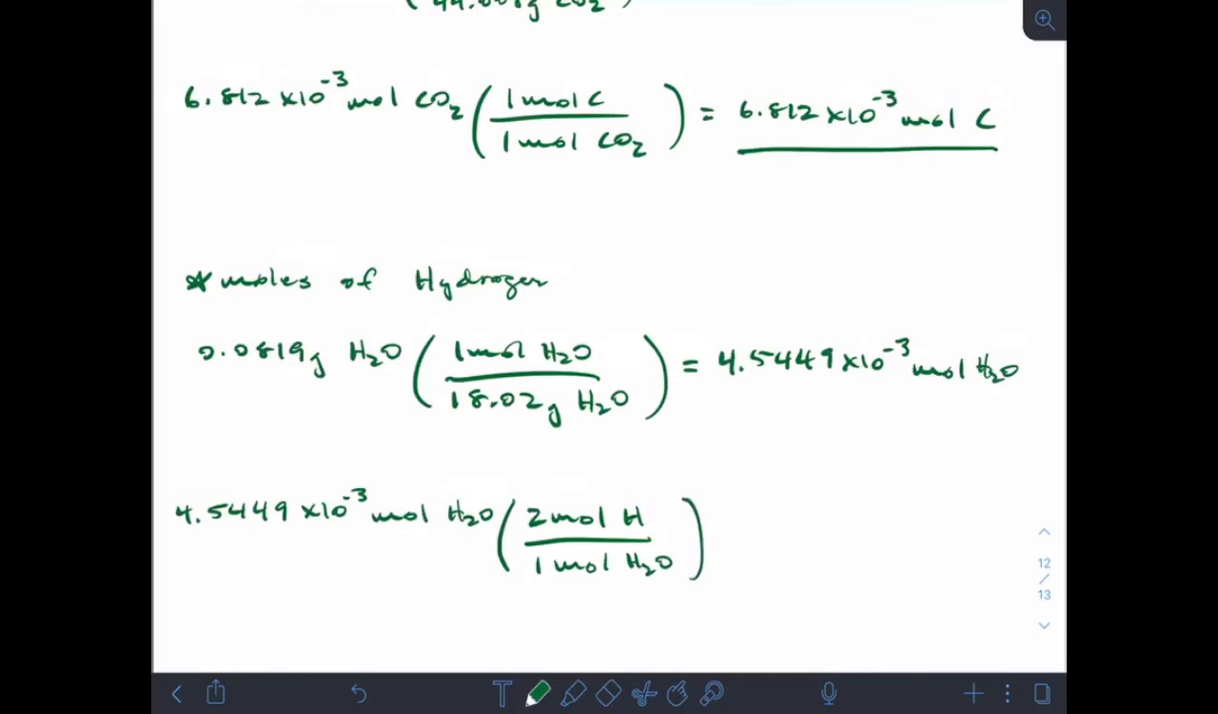Or you can think that there are twice as many hydrogens as there are molecules, because there's 2 hydrogens per molecule. So we find that we've got, looks like, 9.0899 times 10 to the minus 3 moles of hydrogen.